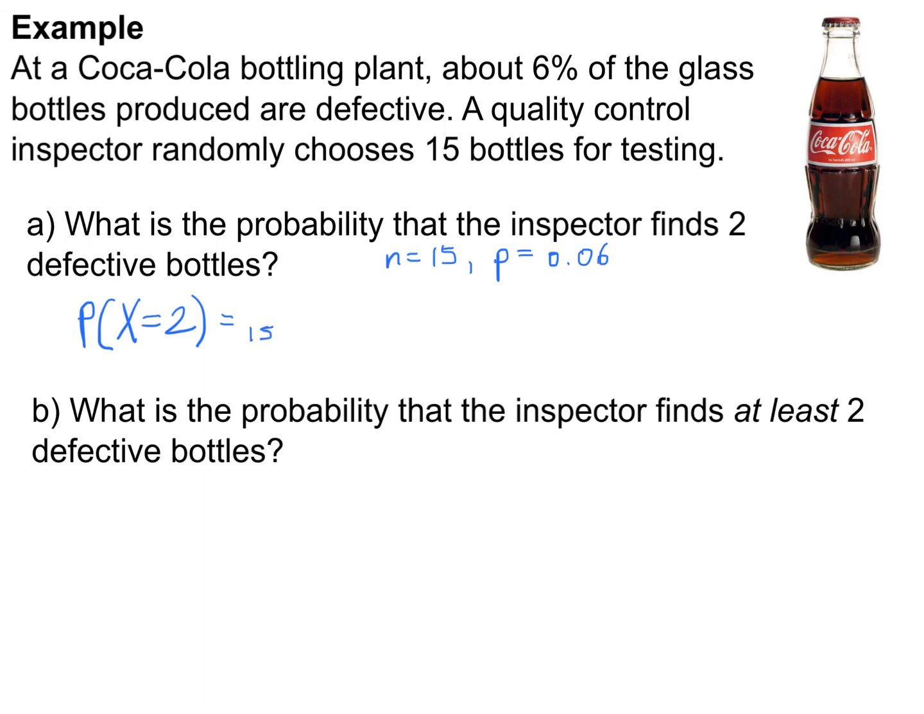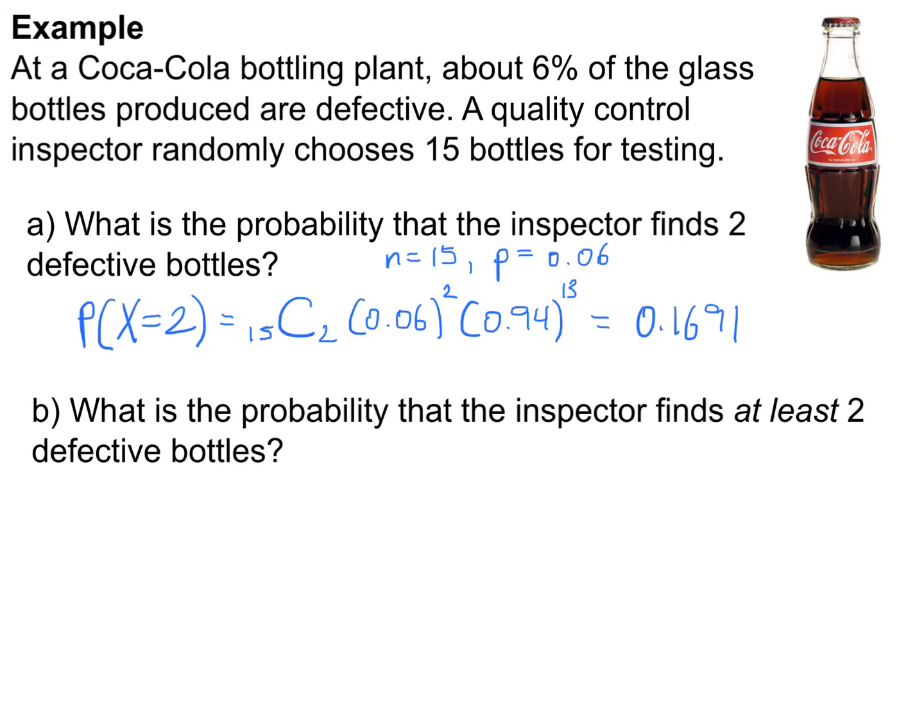So it's 15 choose 2 times 0.06 to the power of 2, and then 1 minus 0.06 is 0.94 to the power of 13. Okay. We crunch the numbers and we get 0.1691. So that's the probability of finding 2 defective bottles.